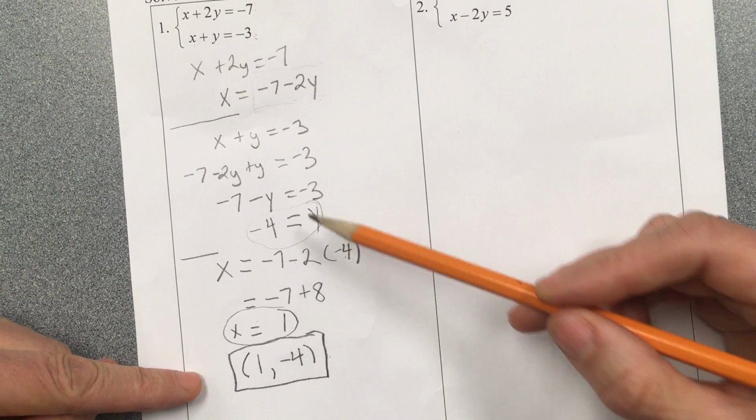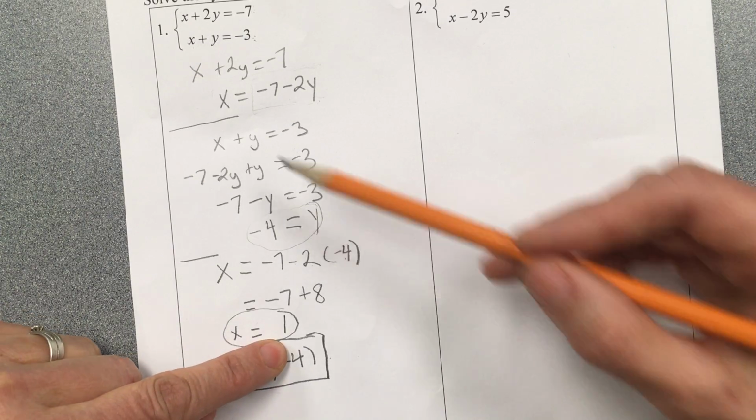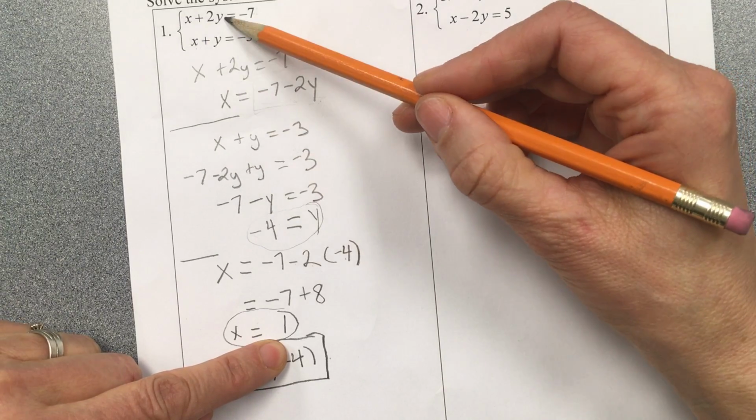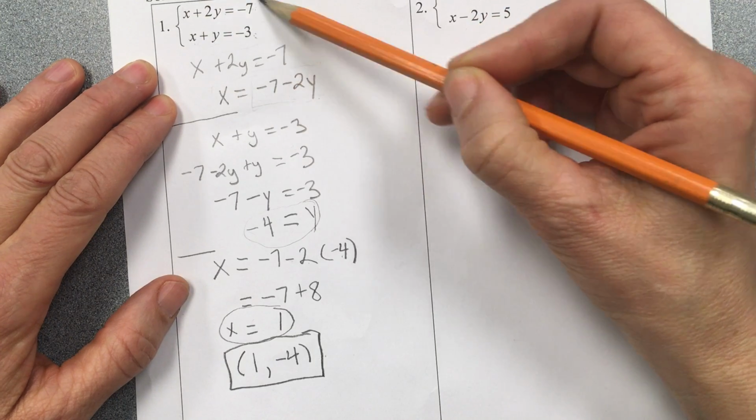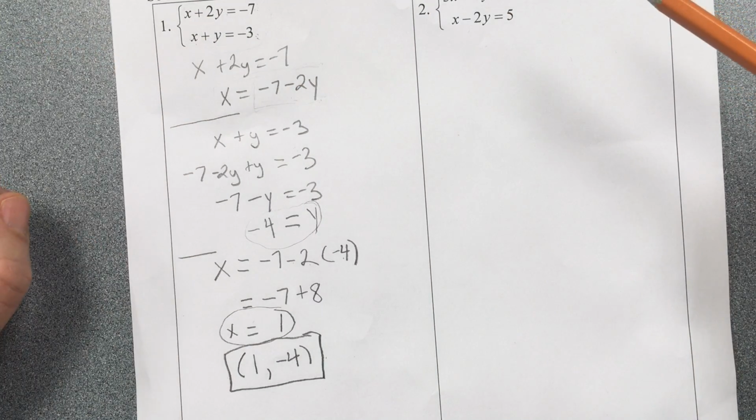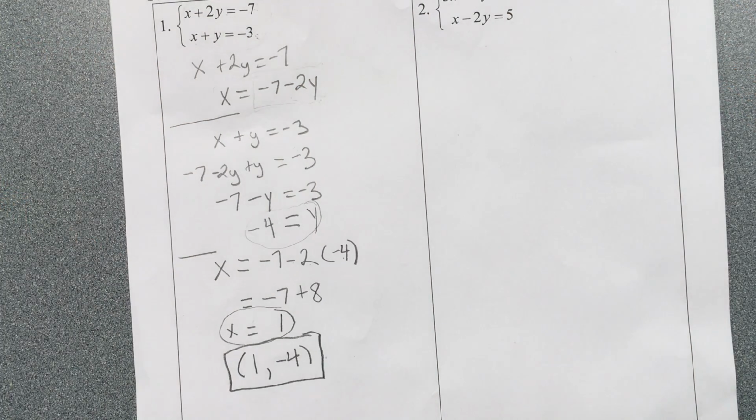And of course, what this means is that if I take these numbers, 1 for x and -4 for y, and I substitute those back into these equations, they should both be true. And you can certainly do that as a check if you want to, but it's not required.